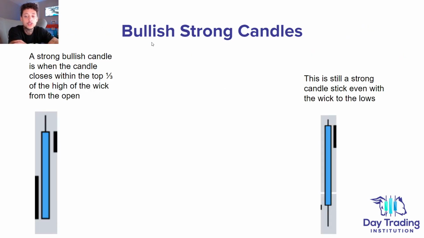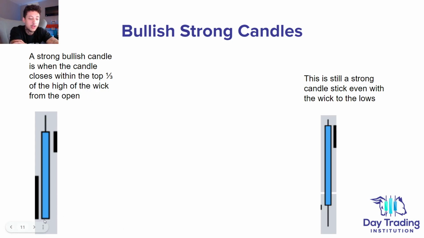So let's go over strong bullish candles. What I like to do is divide the candlesticks into three, right? We have a total of 100% of a candlestick, but we divide it into three. A strong bullish candle is when a candlestick closes within the top third of the open to the high of the wick, right?